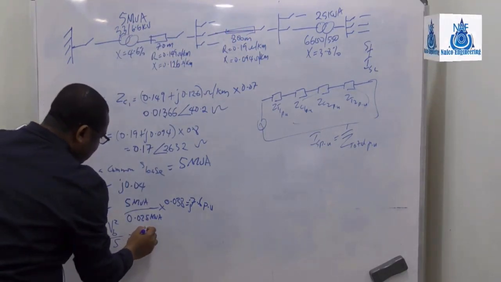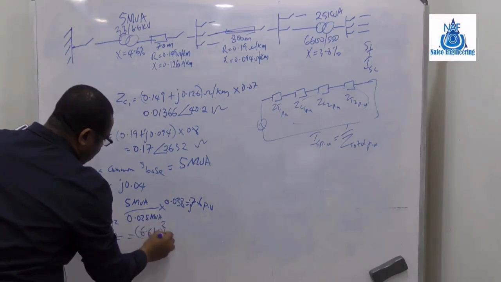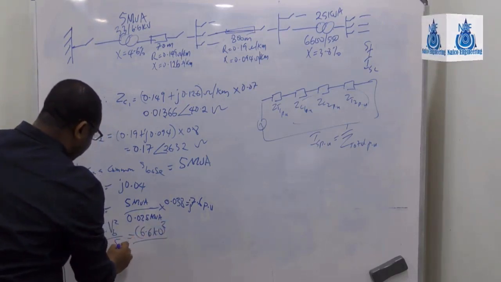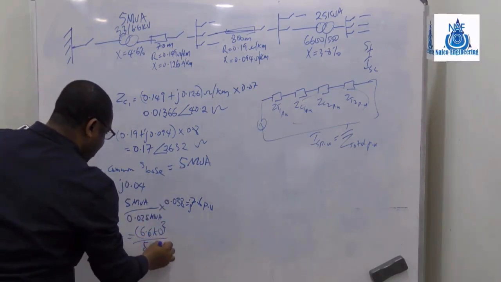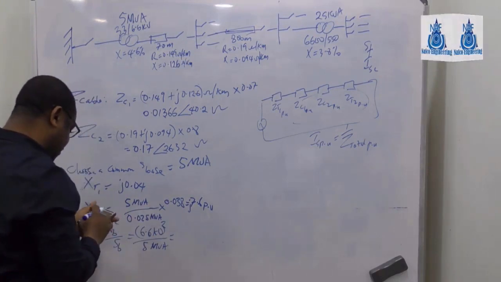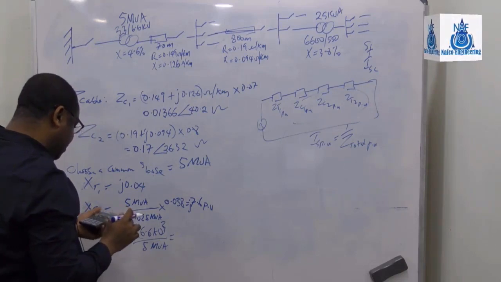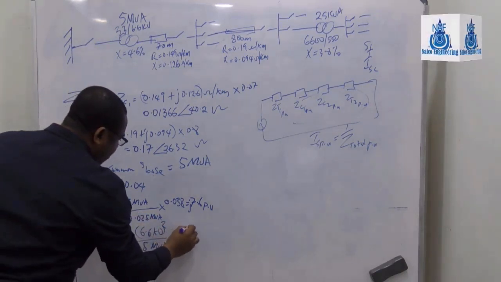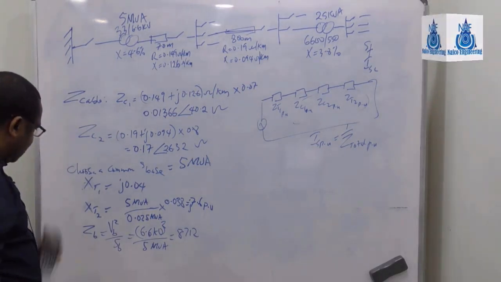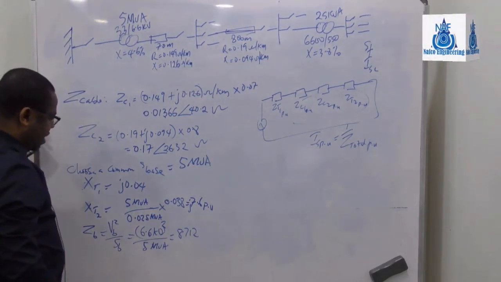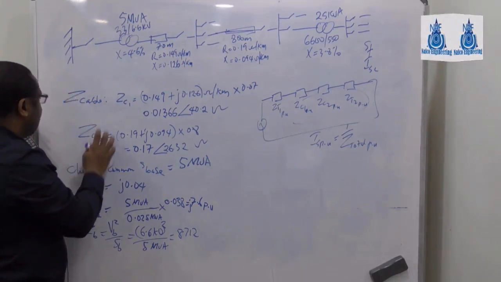So 6.6 kV squared divided by S base, and the S base I'm using is 5 MVA. So you have 6.6 squared divided by 5, you get 8.712. All right, so now if you got that, then we can easily calculate the impedance of this cable, Z cable 1.